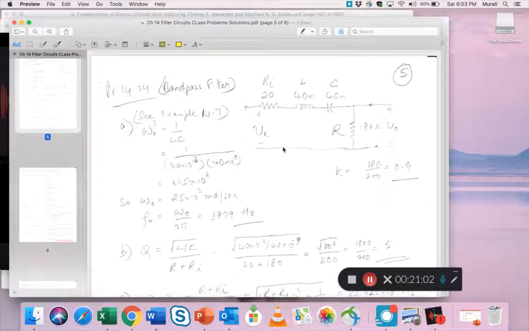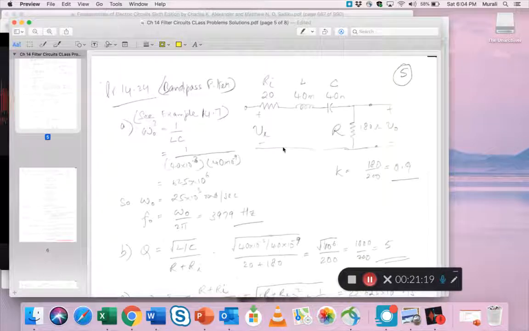So the nice thing is all the values in the circuit are known: R, L, C, even the Ri. We just have to use the formulas and start plugging in these values, and we should get the answers that he wants.